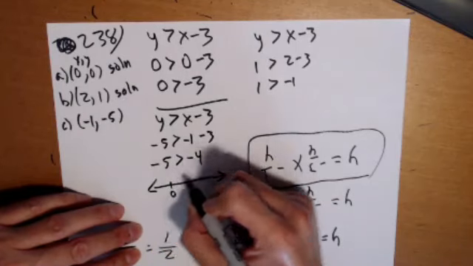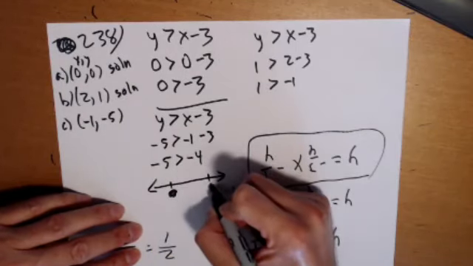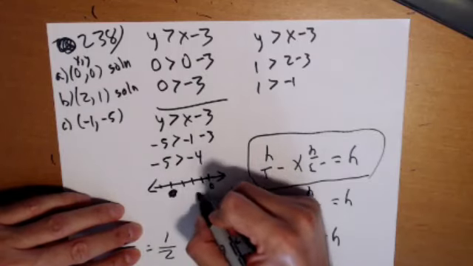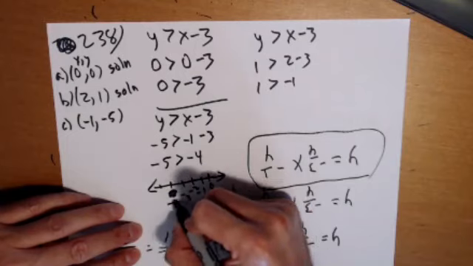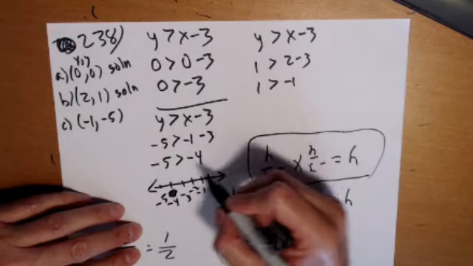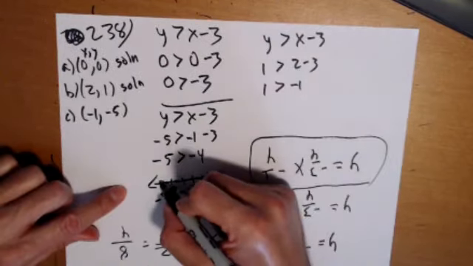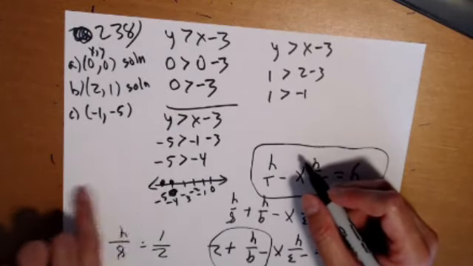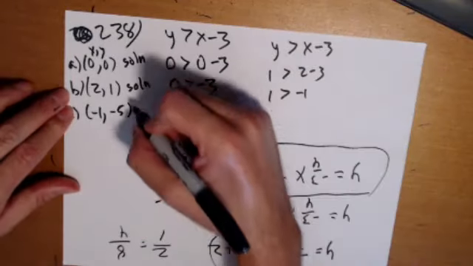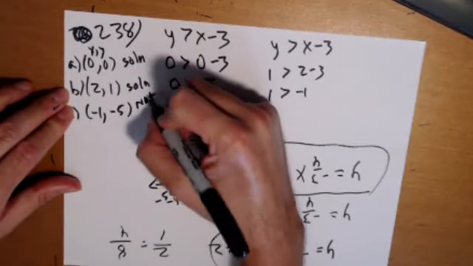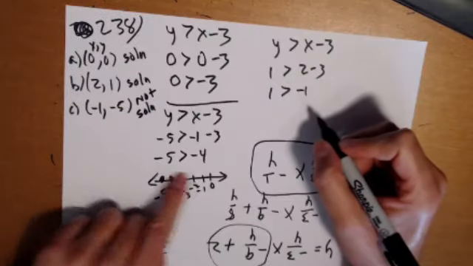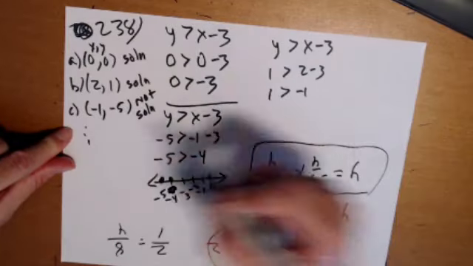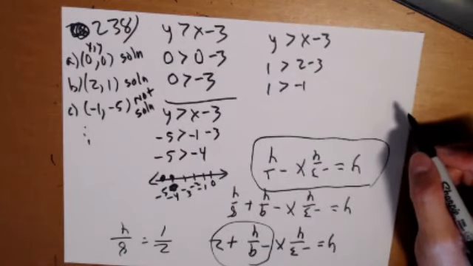Here's 0, 1, 2, 3, 4, 5. Negative 1, negative 2, negative 3, negative 4, negative 5. So here's negative 5, here's negative 4. Negative 5 is further to the left, which means it's smaller. So negative 5 is not greater. So this is not a solution. As soon as you get a false statement, then it's not a solution. You could go do D and E, but that's the game they want you to warm up with.